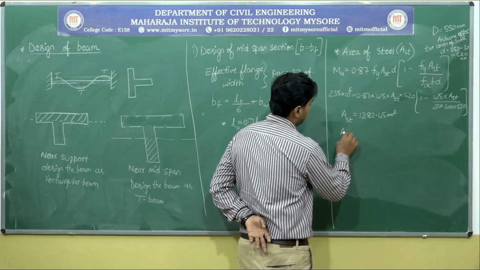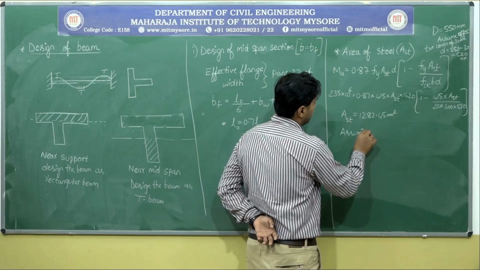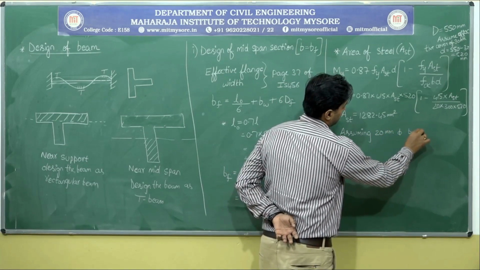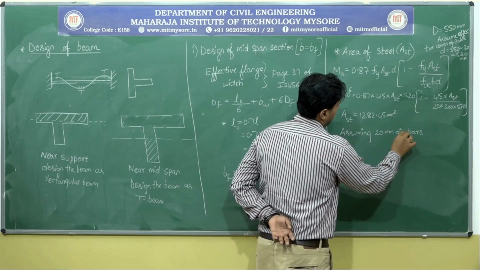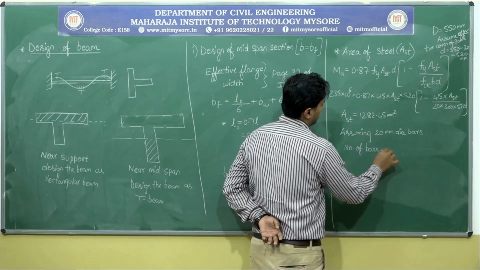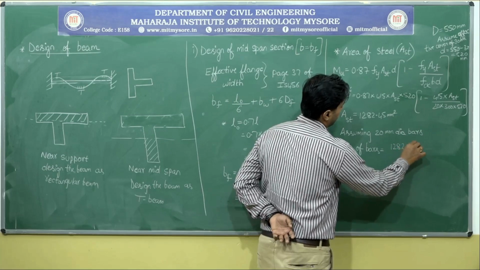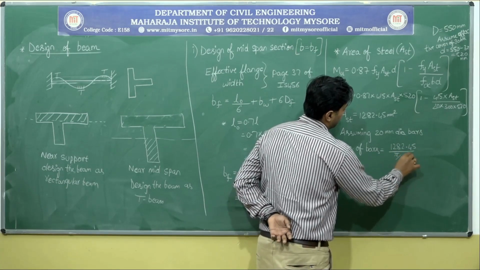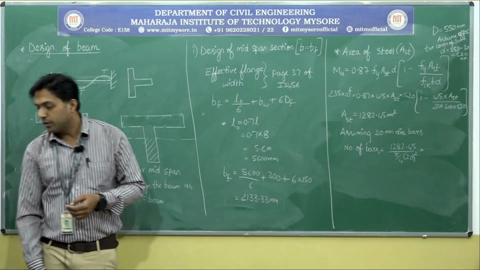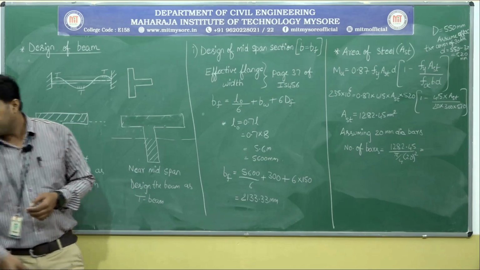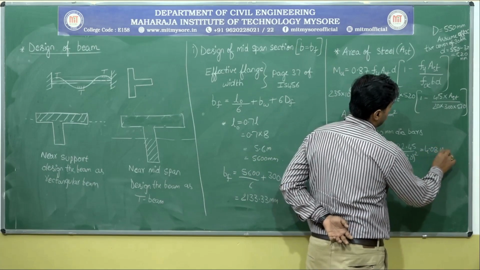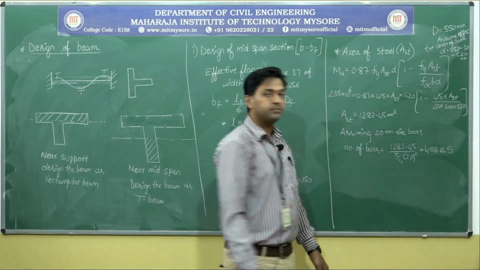You can even go with 16, no problem. Assuming 20 mm dia bars, number of bars is equal to 1282.45 divided by area of each bar. So what is the number of bars that we are getting here? It's 4.08 approximately. Let me make it as 5 number of bars.